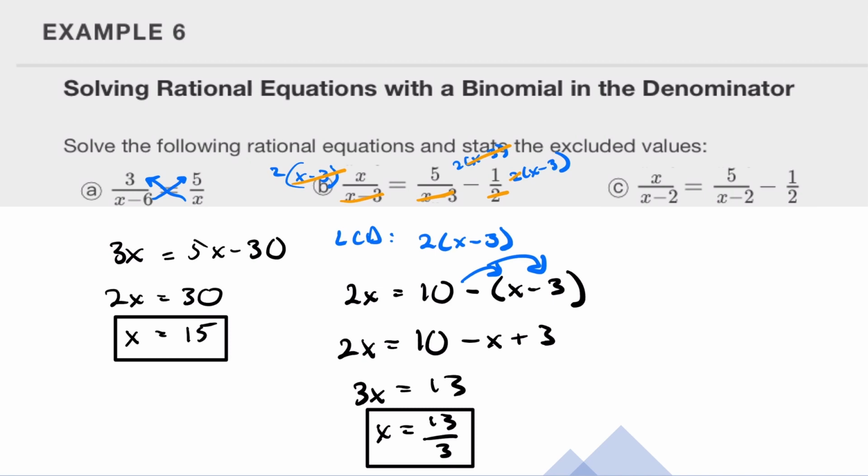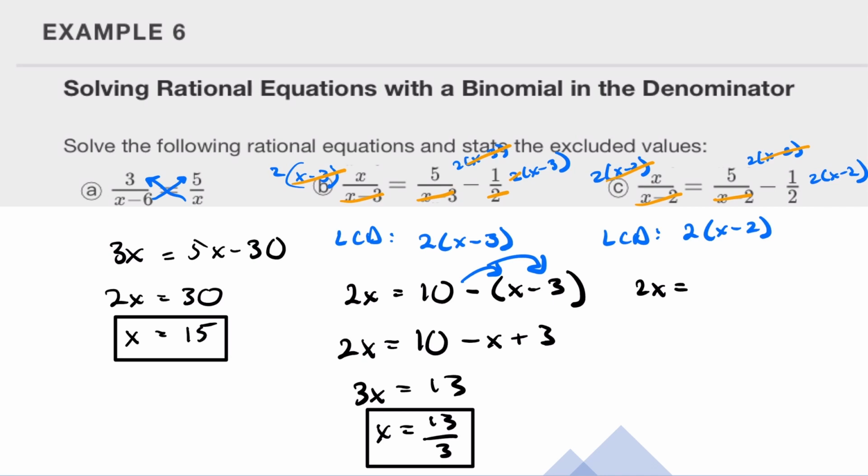And then for part C, the LCD is 2 times x minus 2. So we're going to multiply this times 2 times x minus 2, this one by 2 times x minus 2, and this one times 2 times x minus 2. And I'll check these in just a moment before I look at the answer. So then when we do this, this cancels this. That leaves us with a 2x there, equals, this cancels this. That leaves us with a 10.